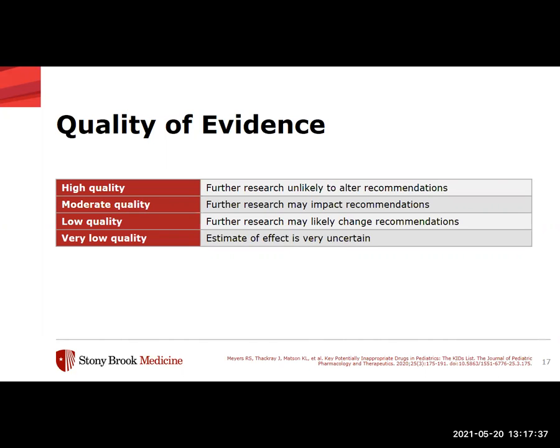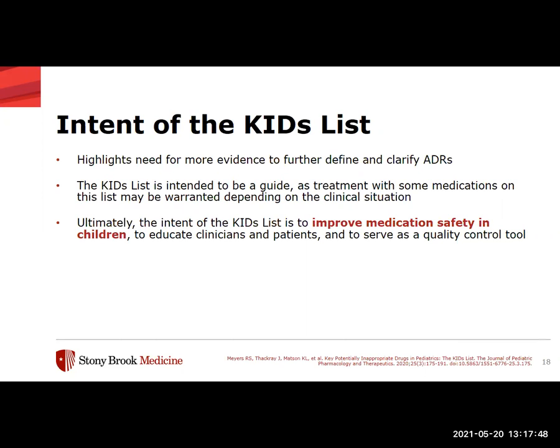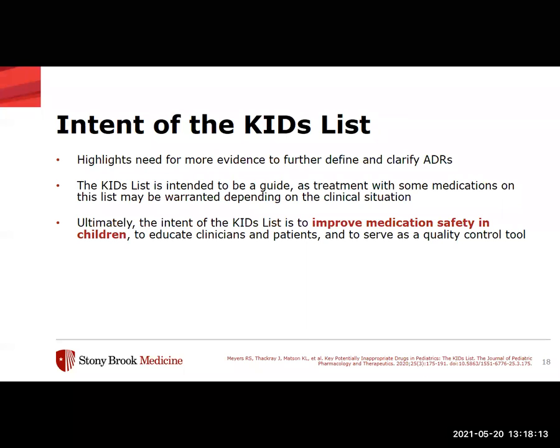So now that we understand the components of the KIDs List, we can talk about it in its totality. The findings of the KIDs List highlight the need for more evidence in order to further define and clarify ADRs in the pediatric population. However, it is important to keep in mind that the KIDs List should be used as a guide in conjunction with assessment of the entire clinical picture of the patient, as treatment with medications on this list may still be warranted depending on the clinical situation. The ultimate intent of the KIDs List is to improve medication safety in children, to educate clinicians and patients, and to serve as a quality control tool.